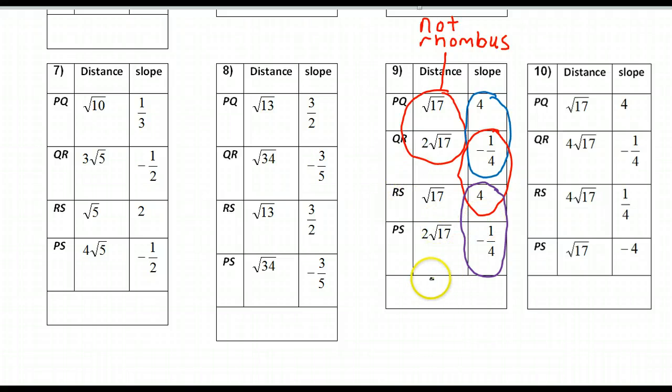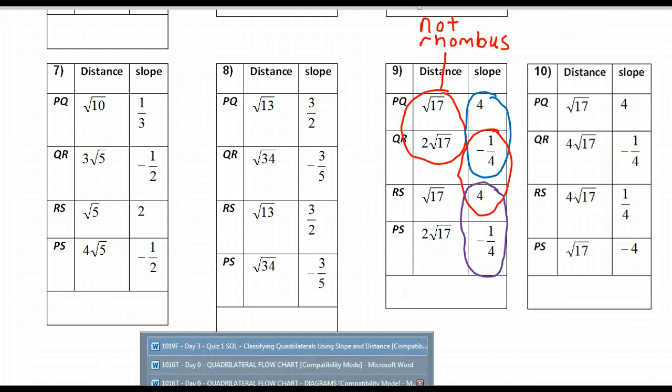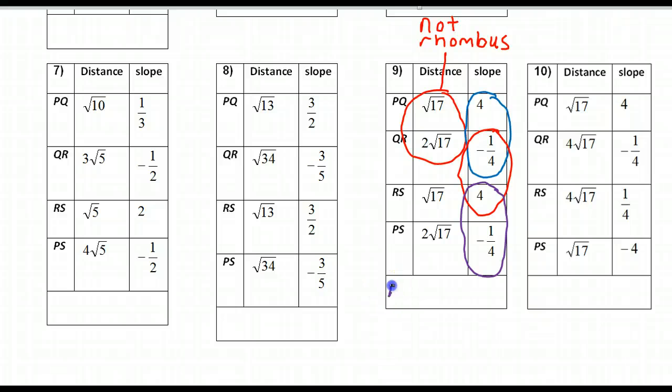That means this is a rectangle. Okay, so it's, hold on. So this is definitely a rectangle.